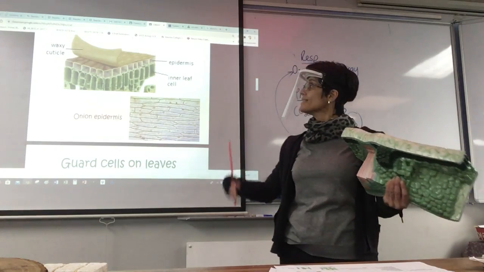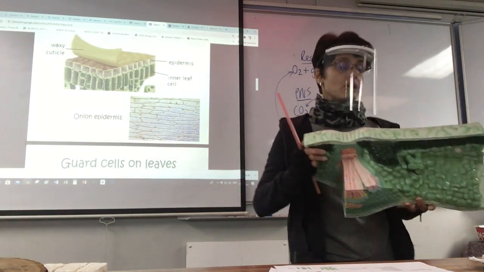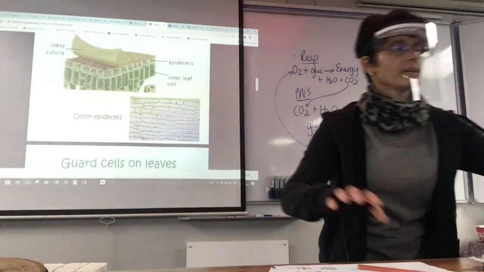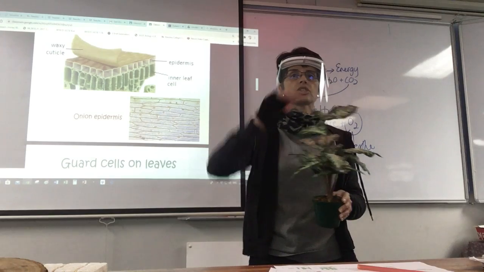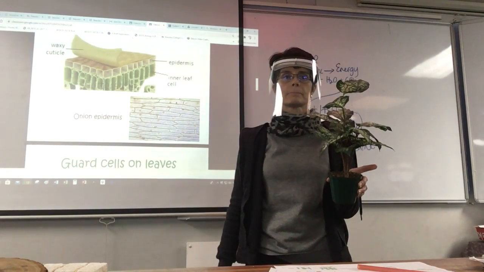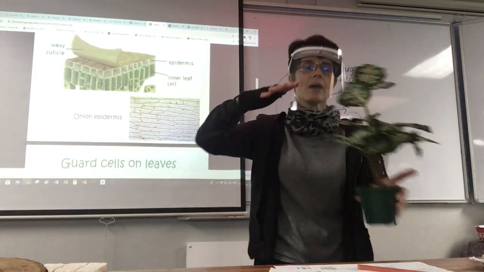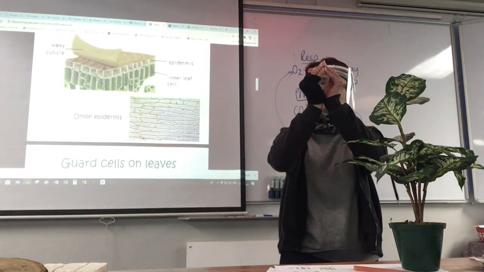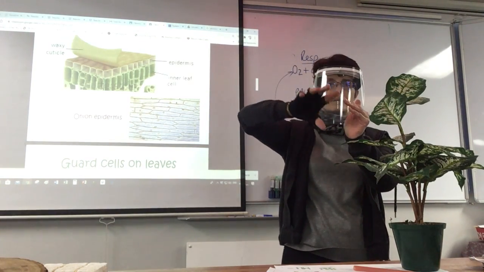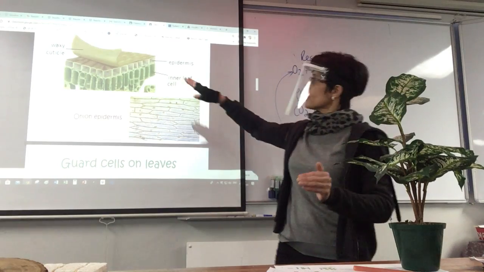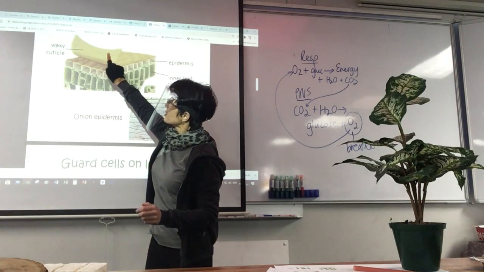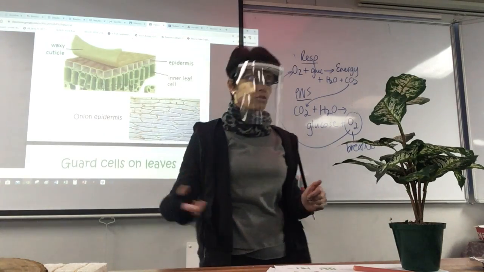Most leaves don't have guard cells on the top. Here's my plant. If the guard cells are on the top and they open, what's going to happen to the plant? If there are guard cells on the top and they move apart and the pores are open, the plant is going to lose a lot of water by transpiration. So the top surface generally has no guard cells, and it has a waxy cuticle to prevent too much transpiration.